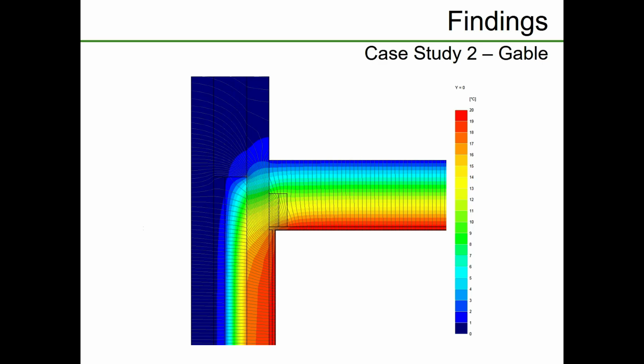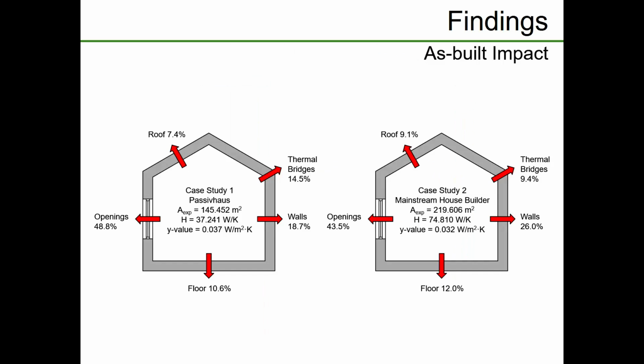Oh yes, and this is where they didn't insulate here as well, so you can see there's a lot of heat going through there, very high density of heat flow lines. So what's the overall impact?